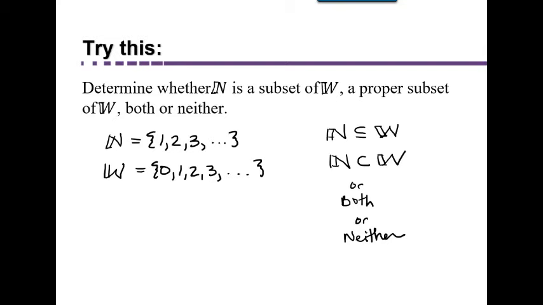Very good. Natural and whole numbers. Excellent. So remember, the natural numbers referred to the set that you can see: 1, 2, 3, and so on. Things you can count. The whole numbers, we just threw in 0. So we're being asked to determine if the natural numbers is a subset of the whole numbers, or if the natural numbers is a proper subset of the whole numbers, or both, or neither.